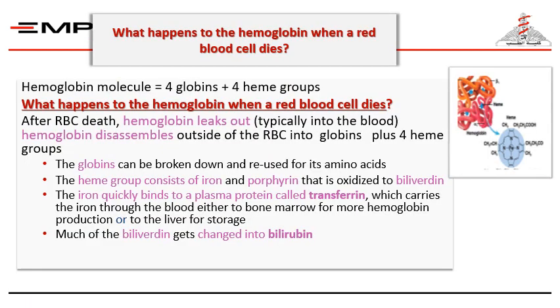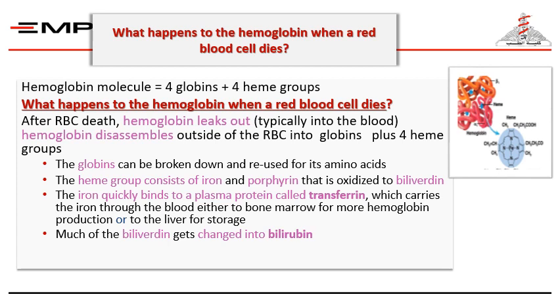What happens to the hemoglobin when a red blood cell dies? The hemoglobin molecule is formed of 4 globin chains and 4 heme groups. As we said before, what happens to the hemoglobin when a red cell dies? After the red cell death, the hemoglobin leaks out, typically into the blood.